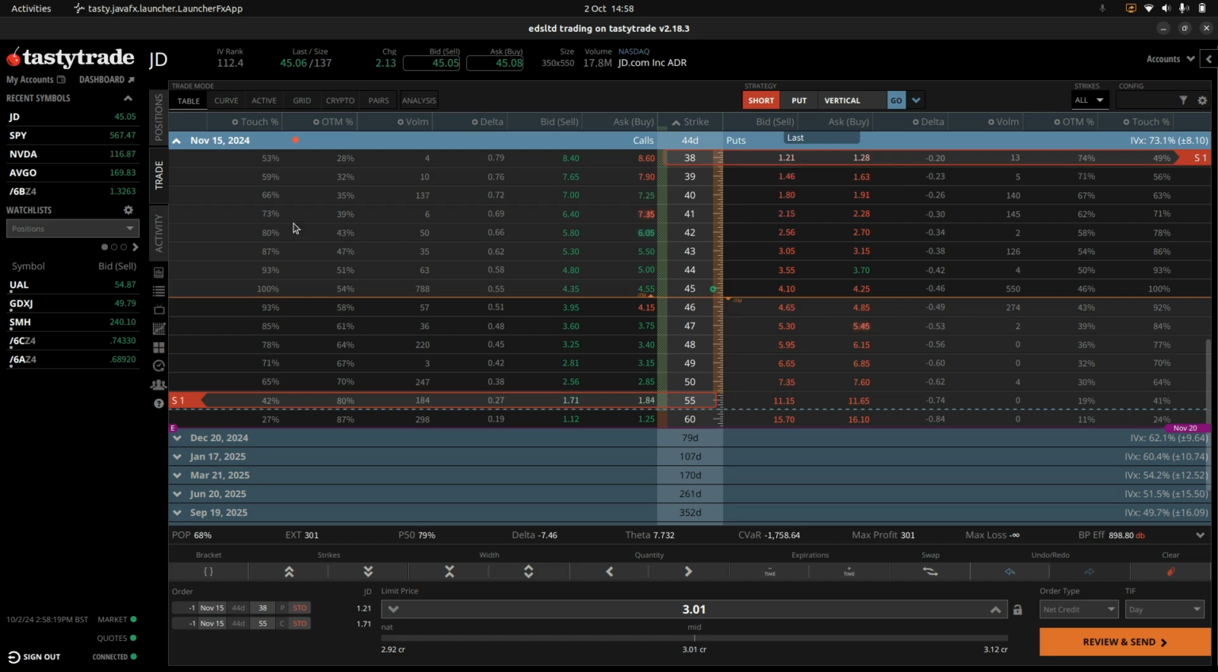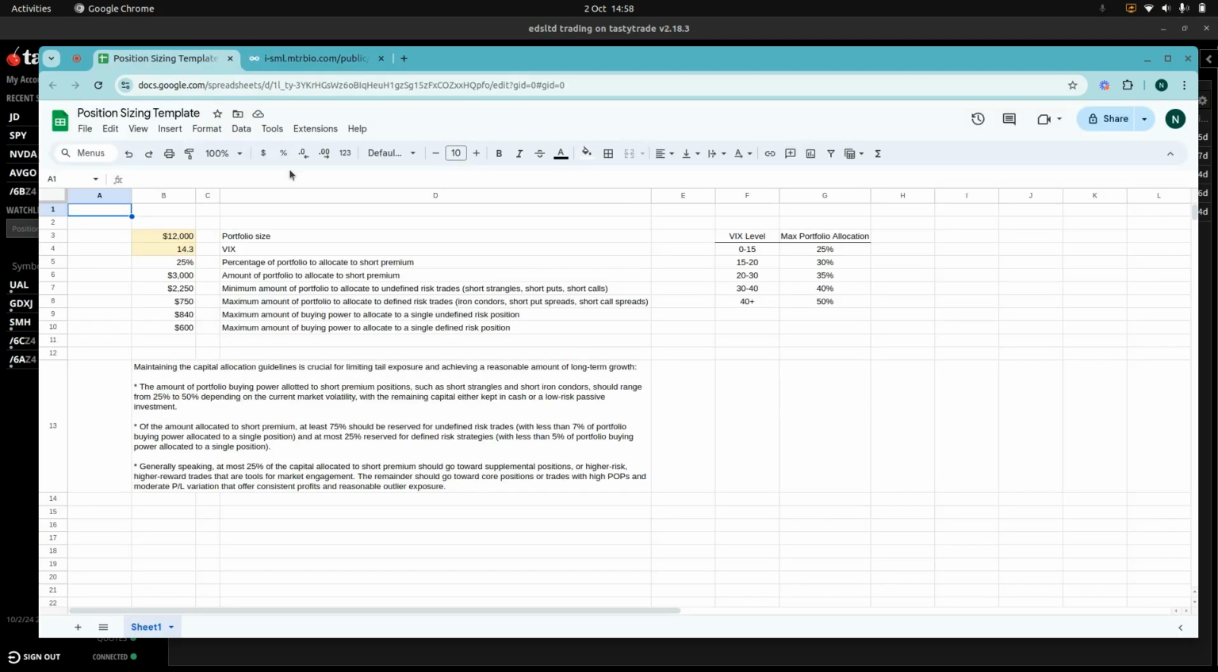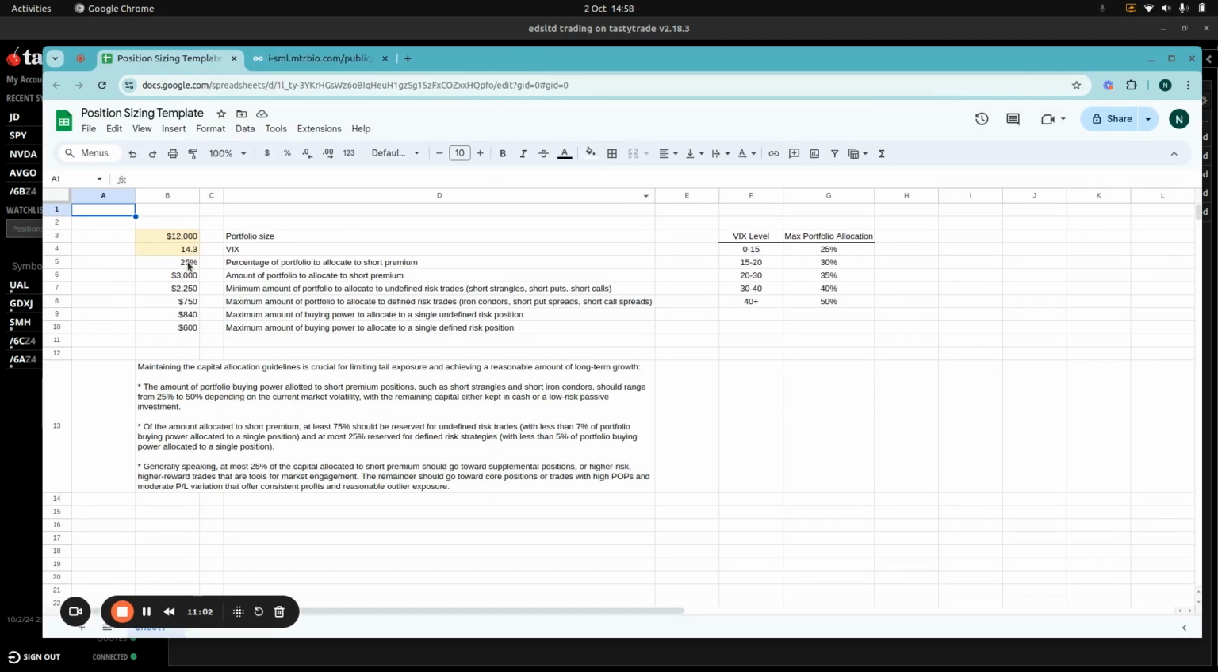So with that being said, there is also one other thing you need to keep in mind when you are looking for positions, and that is the size of your positions. It doesn't matter what you know, if the sizing is wrong, it will eventually end badly for you. So we've got a position sizing template that everyone can use.